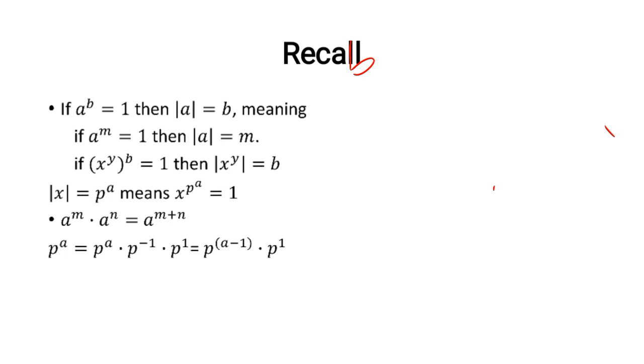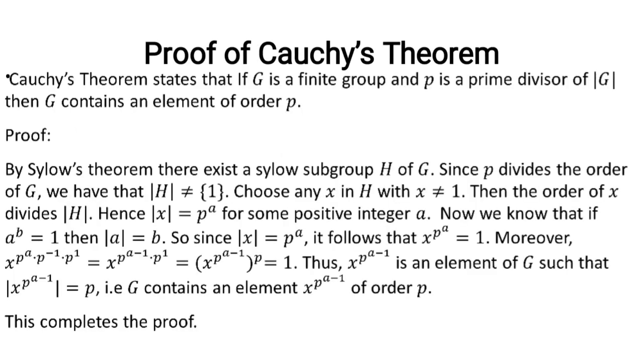Let's go into Cauchy's theorem. Cauchy's theorem states that if G is a finite group, so you can count the number of elements in G, and P is a prime divisor of the order of G, that means you have a prime number P that can divide the number of elements in G, then G contains an element of order P. So there's an element X or M or whatever you want to call it, whose order, when you count the number of elements, will be P. Okay, so let's check how to prove it.